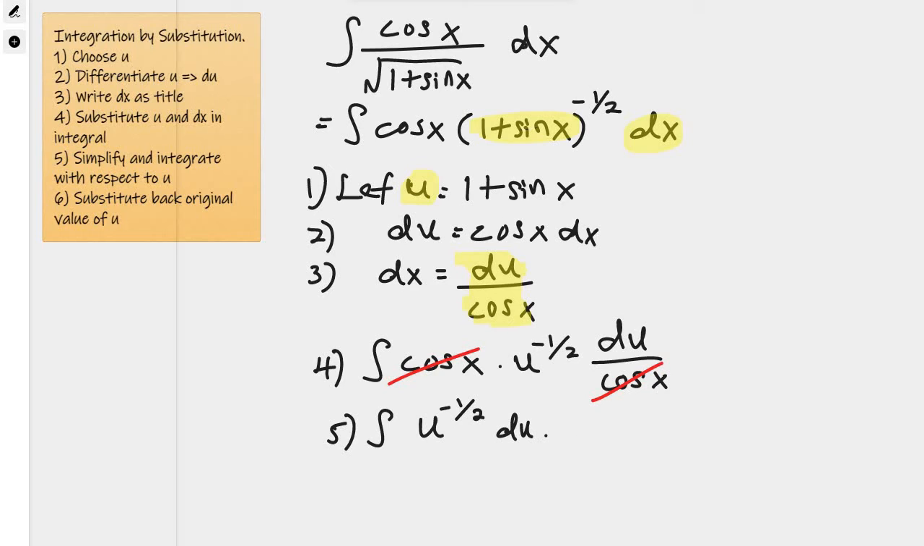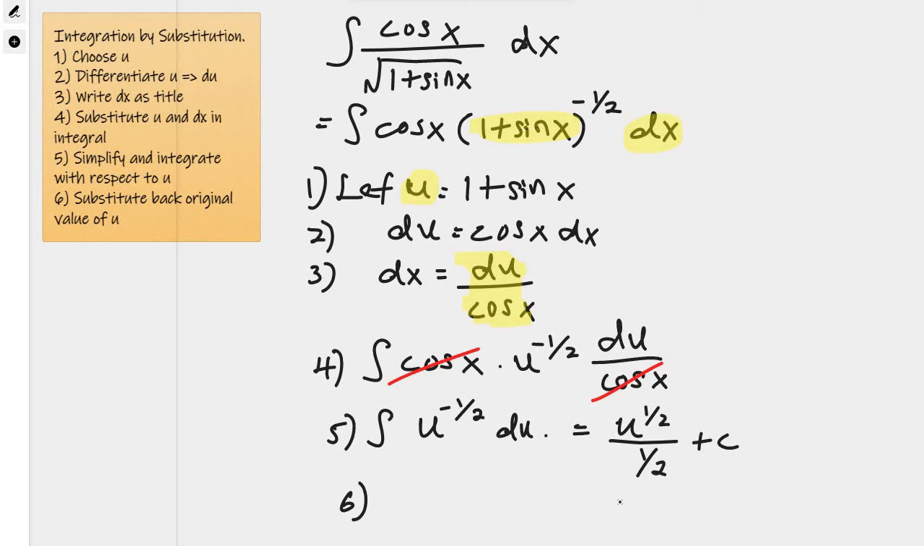So use the properties to integrate. This one, negative half, you need to plus 1. Negative half plus 1, you get 1 over 2. Divide by the power. And don't forget to plus c.